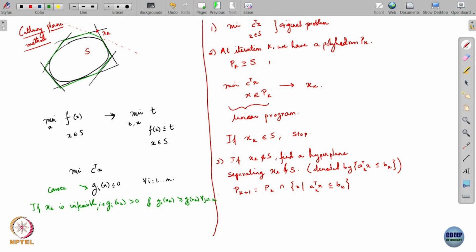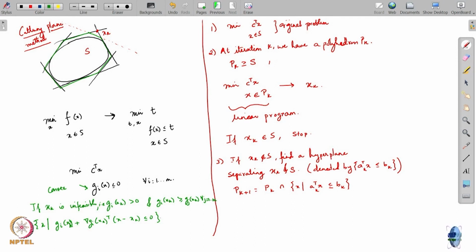Then in that case the new cutting plane, the new separating hyperplane, is defined as x such that g_i(x_k) plus gradient of g_i(x_k) transpose (x minus x_k) is less than or equal to 0. All right. Now, this is a hyperplane in x, and it is defined in terms of x_k. So, this is linear in x, and x_k is simply a parameter here.